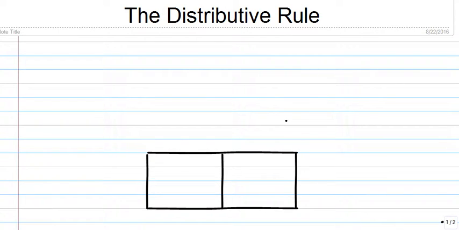Hello, my name is David, and in this lesson I will show you the distributive rule, which is one of the most important tools in all of mathematics. I guarantee that you will find it useful in your studies.